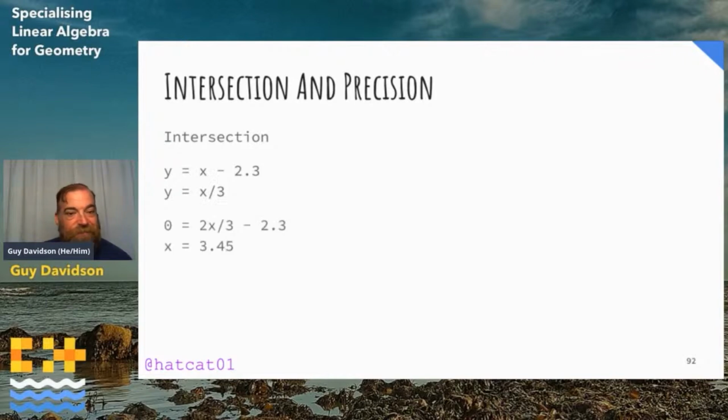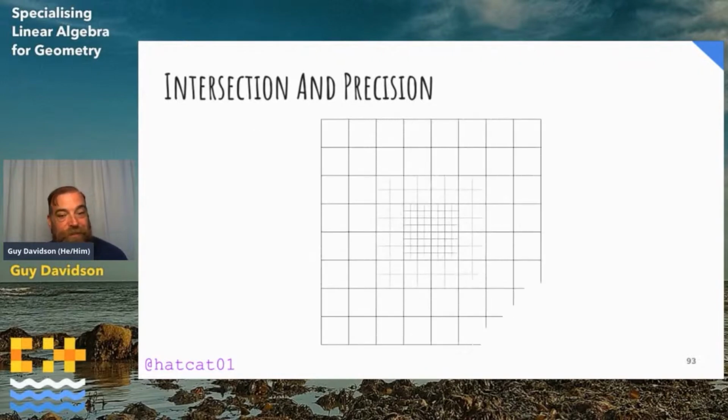They intersect at x equals 3.45. That number can't be represented in binary floating point arithmetic at all. Here's another thing to worry about. How many orders of magnitude is a float accurate to? So here is a picture of the distribution of float in 2 dimensions. And as you can see, the concentration of numbers increases towards the origin.